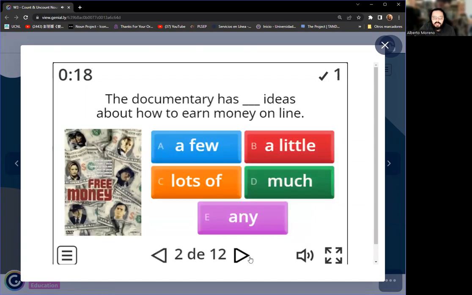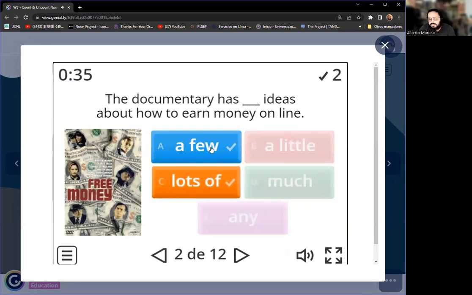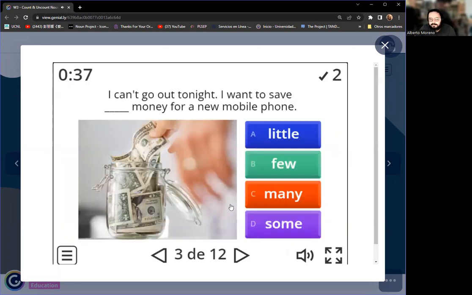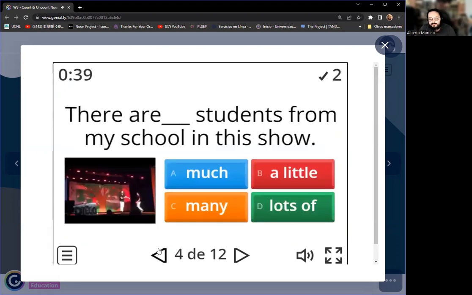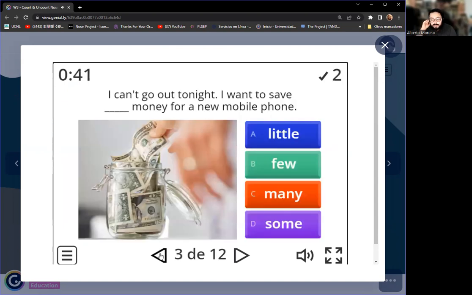Next. The documentary has ideas about how to earn money online. A few, a little, lots of, much, or any. Lots of. Much. Lots of, or much, or a few. Also can be the answer. Can be used. También podríamos haber utilizado a few, es lo contrario a lot.